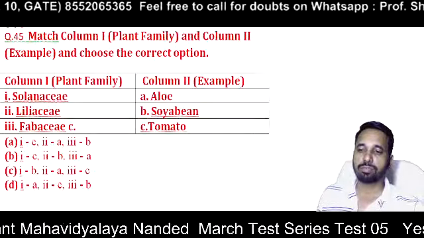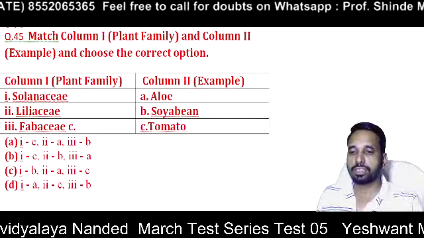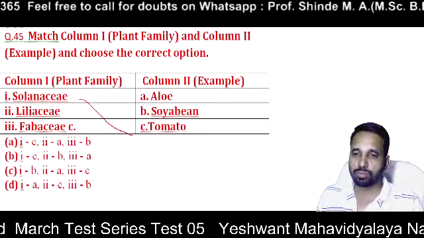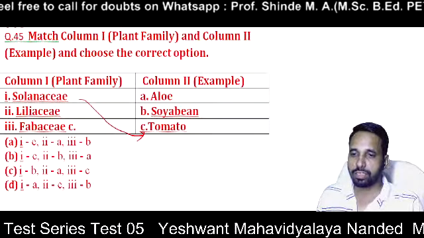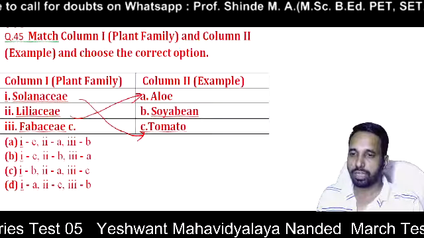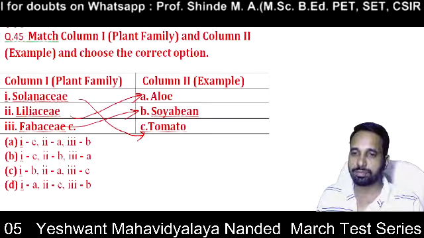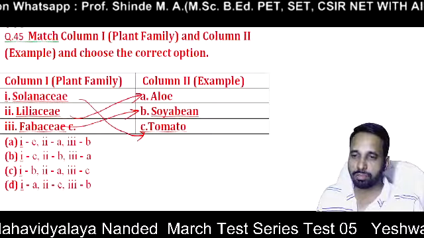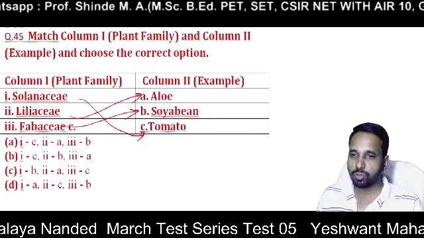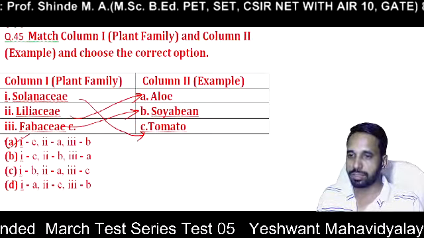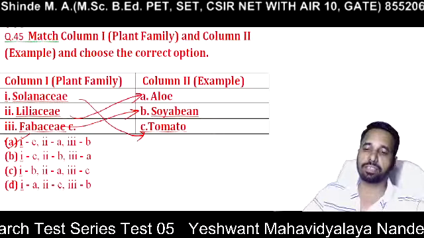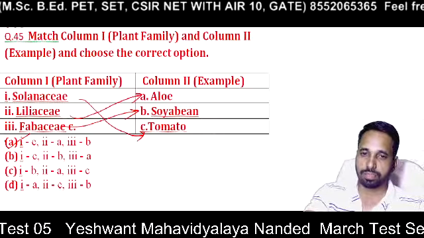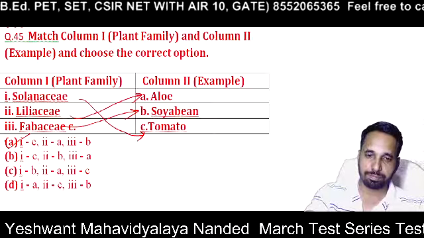And lastly, one more, match the pair: Solanaceae, Liliaceae, and Fabaceae. So Solanaceae goes to tomato. Okay, then Liliaceae goes to aloe, and Fabaceae goes to soybean. Right? So these are the things. So option 1C 2A. Here it is 1C 2A 3B. So option A is fine. Okay. In this way, within 30 minutes, we are at the end of this paper.